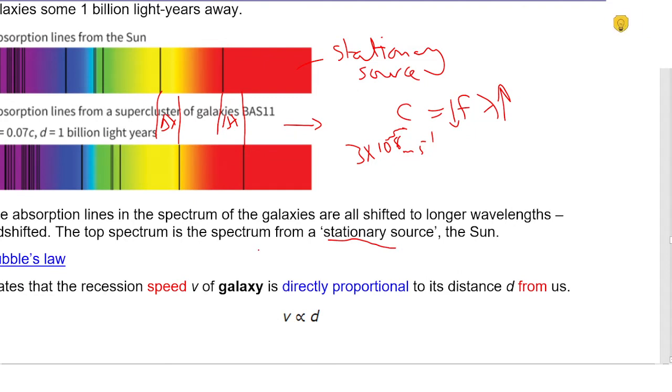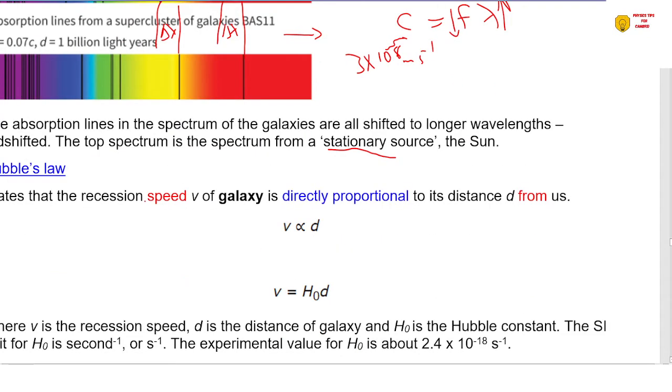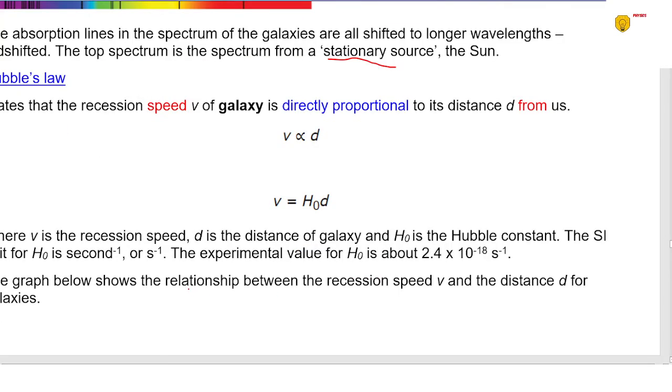Now, this leads us to Hubble's law, which states that the recession speed, that is the speed of moving away of a galaxy, is directly proportional to the distance d from us. So v is proportional to d, where the constant of proportionality is called the Hubble's constant, H naught. The SI unit for the Hubble's constant is per second, which is second to the power of -1. And the experimental value of H naught is found to be 2.4 times 10 to the power of -18 per second.